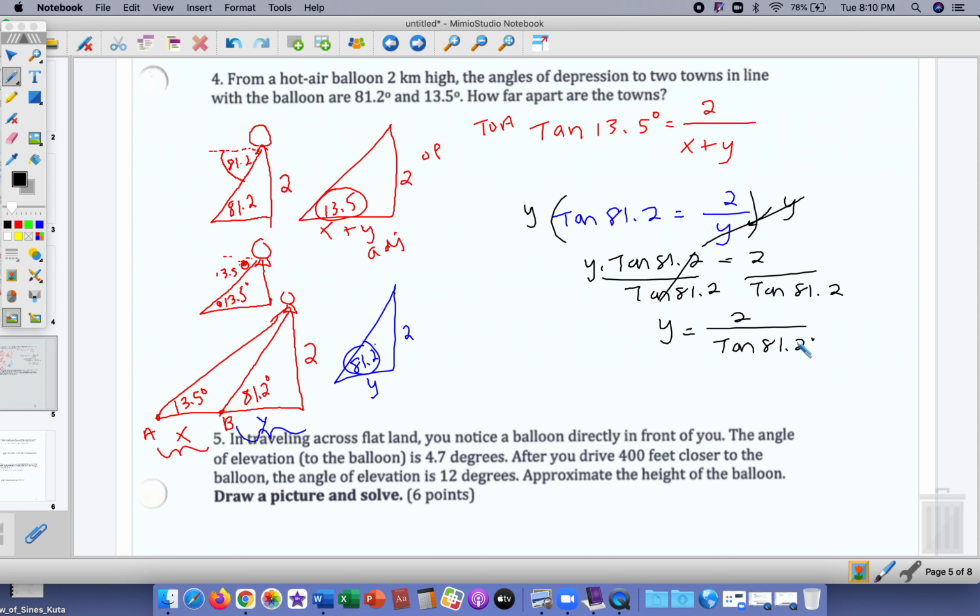And now we can do a substitution, right? So we're going to take 2 over tan 81.2 and we're going to substitute into the other equation's Y spot right in here. And now we'll have tan of 13.5 degrees is equal to 2 over X plus 2 over tan of 81.2.